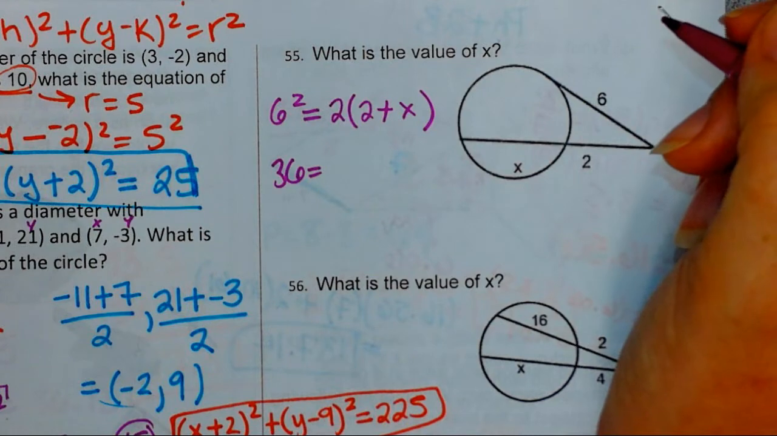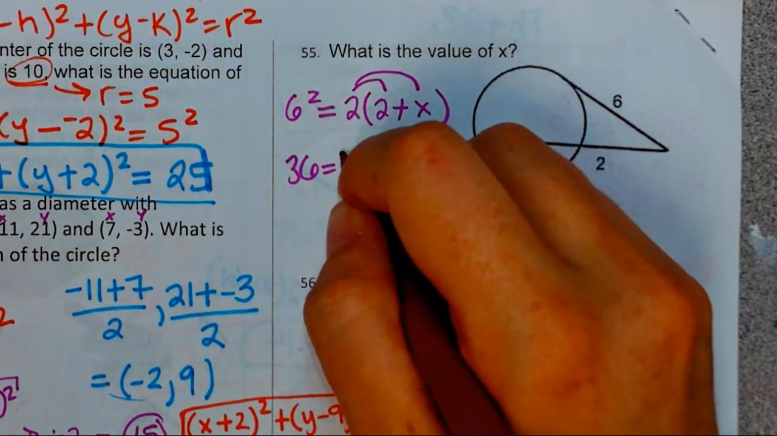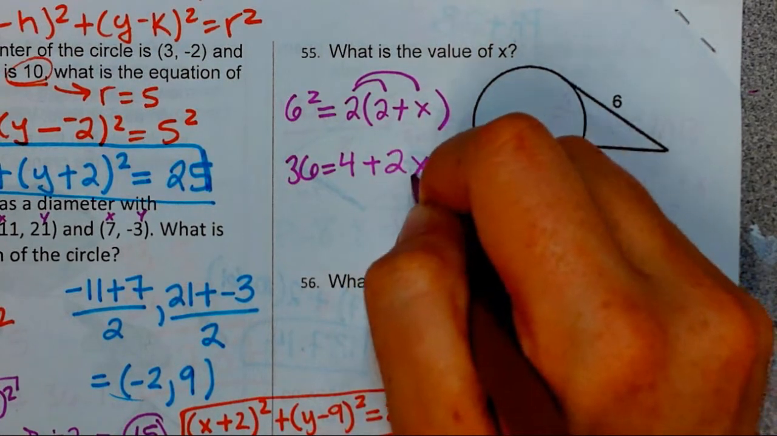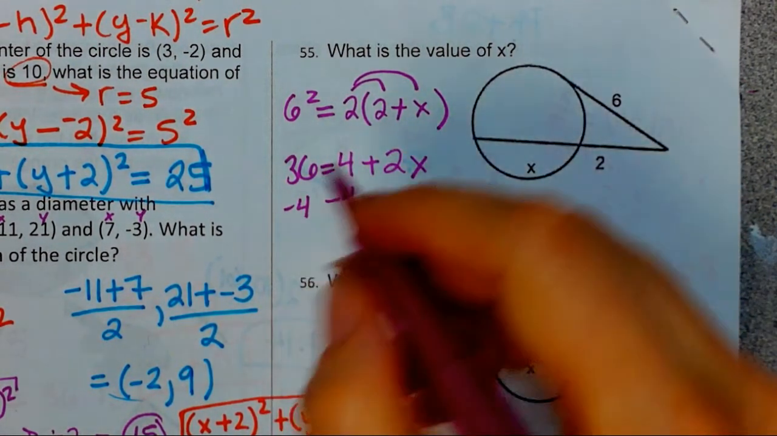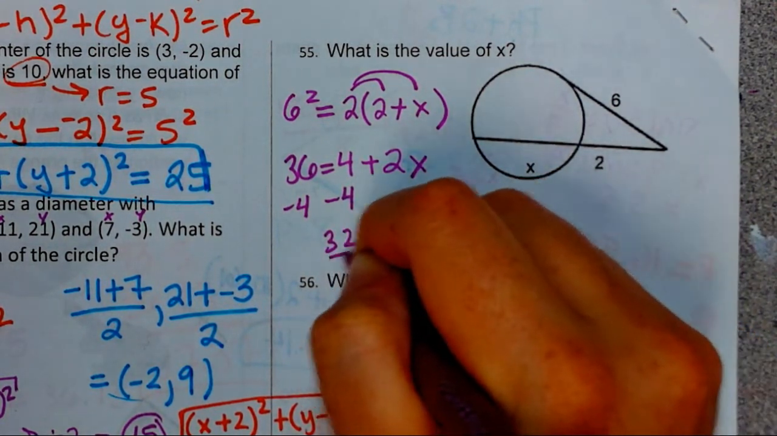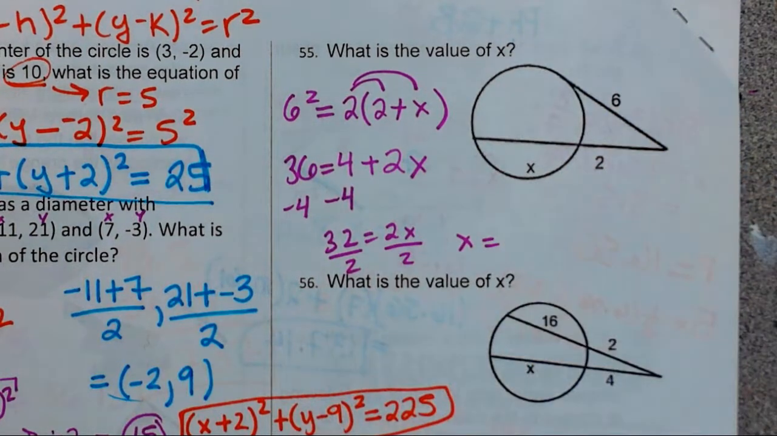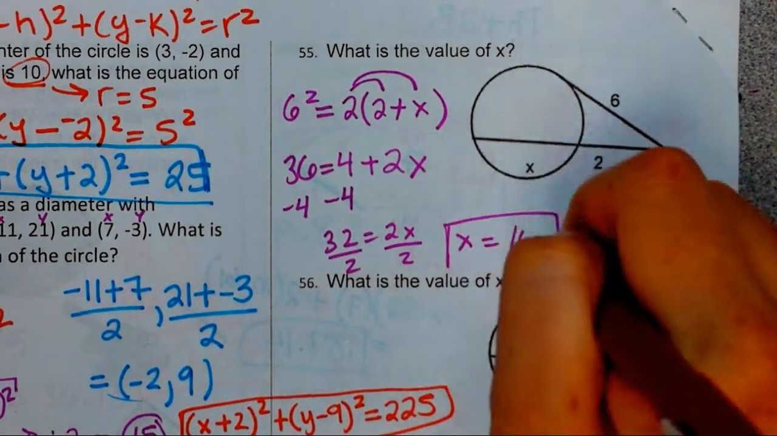There are two ways you can do this. I'll do it this way first. We can distribute that, so it becomes 4 plus 2x. Subtract 4. We get 32 is equal to 2x. Divide by 2. We get that x is equal to 16.